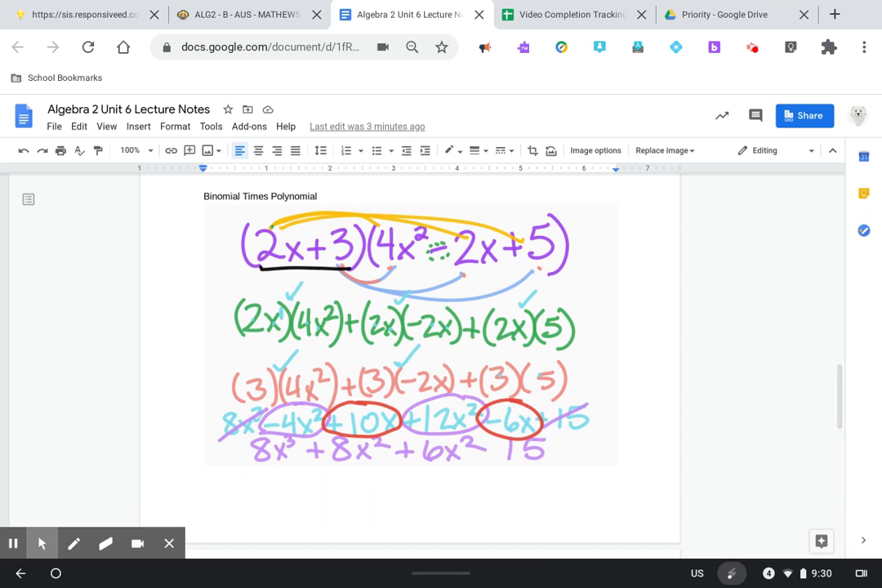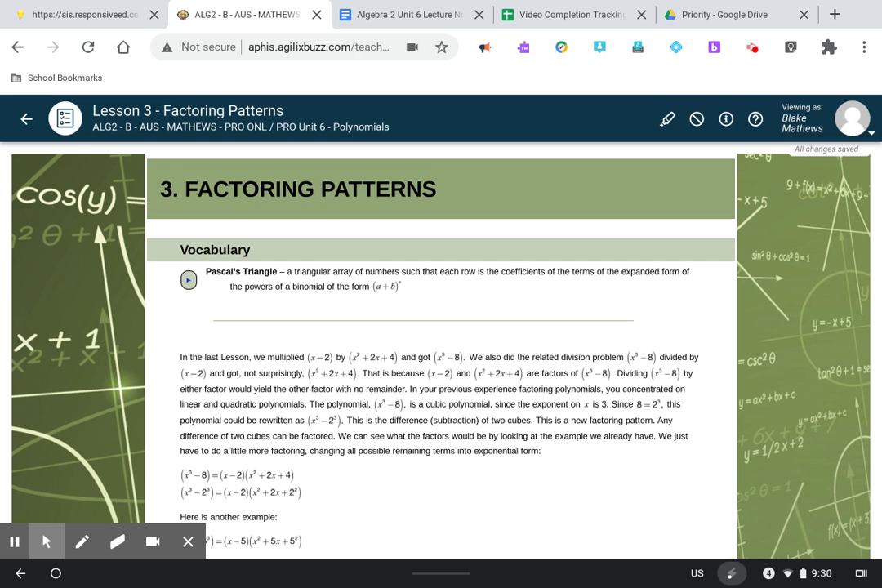Factoring asks the question, how do I get from this final answer, 8x to the third, and so on, and go back to this? How do I get from here back to here? How do I undo all of this? And how do I know where to start? They actually start with some basic patterns that we see frequently in factoring.